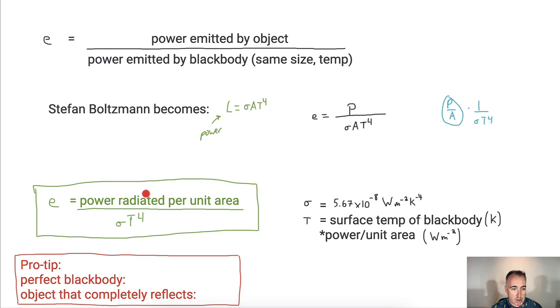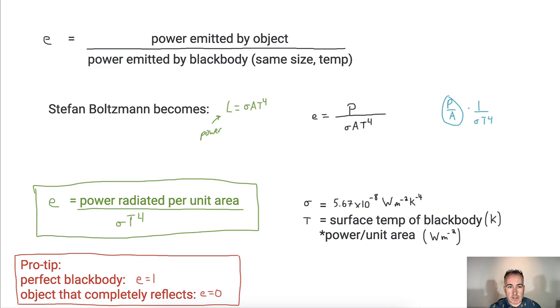Well, if we have a black body, for example, then the emissivity is going to be exactly equal to this amount, like this power radiated per unit area is going to be exactly this. Therefore, a black body will have just one. But an object that completely reflects all the light is going to have an emissivity of zero, for example. So those are just some different facts we can use.